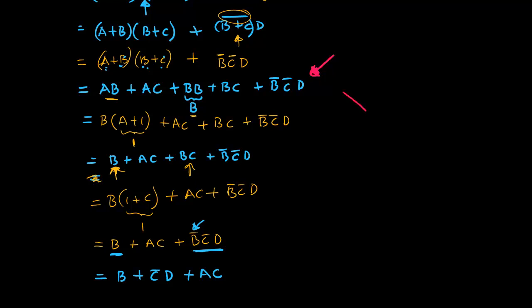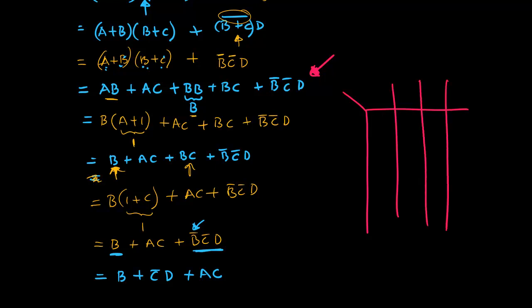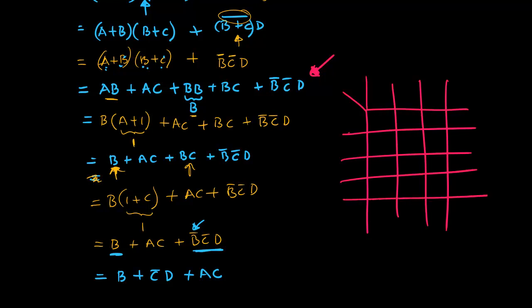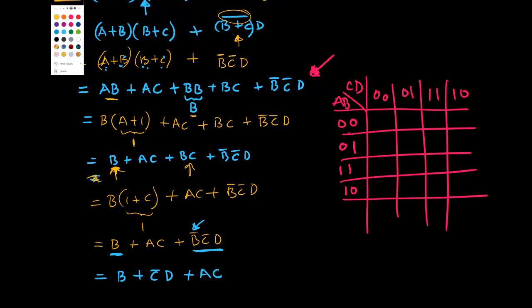Because we have 4 inputs, I need a 4x4 table to represent this. So I'm going to have AB vertically and CD horizontally. So AB could be 00, 01, 11, or 10. And same thing, 00, 01, 11, 10. Then I fill in my table.